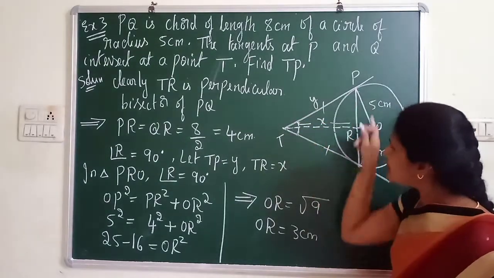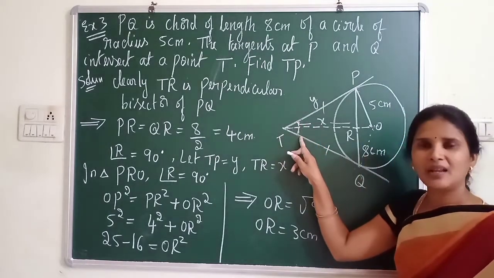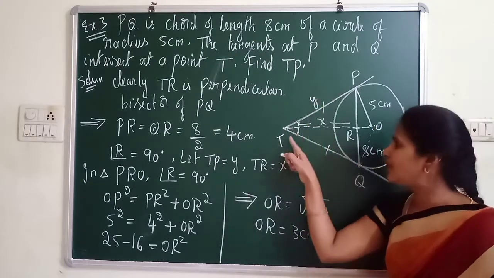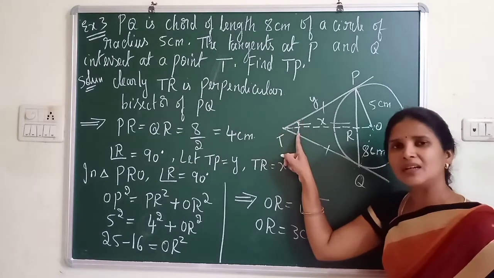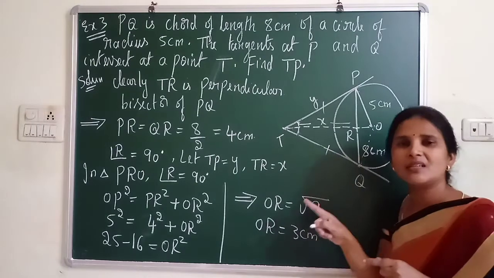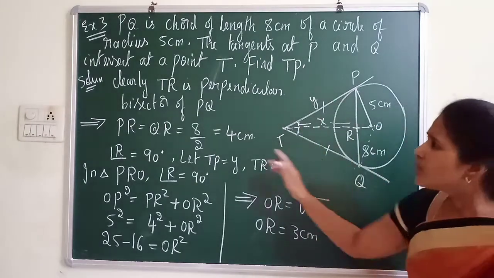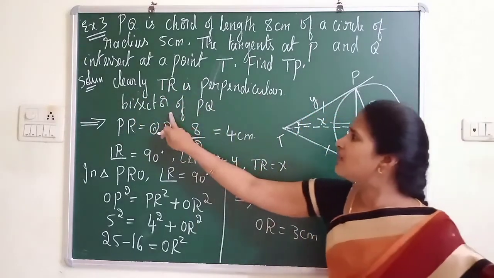Because in an isosceles triangle, if this line bisects the vertical angle, we already know that the bisector of a vertical angle, where this is a base and the vertex opposite the base we call the vertical angle, bisects the base at 90 degrees, which we already learned. So I have not proved all this. I have written directly: clearly TR is a perpendicular bisector of PQ.